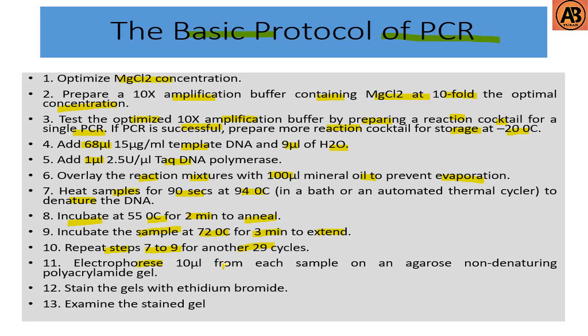Electrophorese 10 microliter from each sample on an agarose or non-denaturing polyacrylamide gel. Stain the gels with ethidium bromide. Examine the stained gel. So this is the basic protocol of PCR.